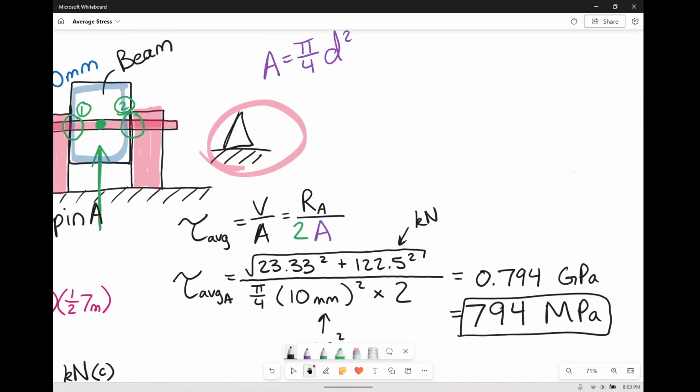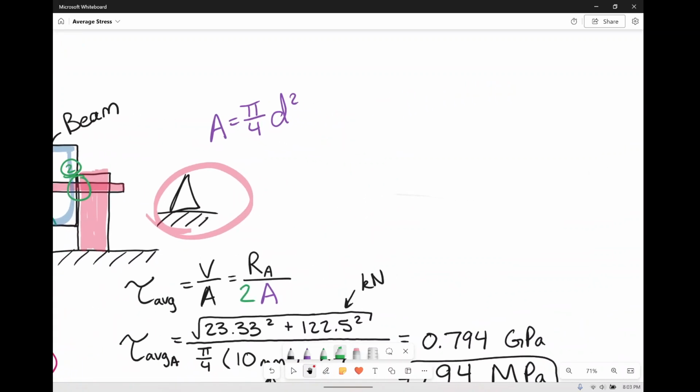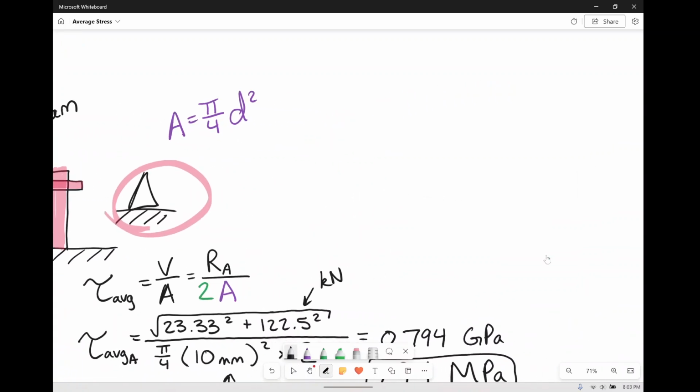Now let's look at pin B. Pin B, according to our thing, is in single shear. It has a bigger diameter, right? So what single shear is going to look like is, let's say we have the beam, and let's just pretend it's another beam here. And we have a pin that goes through. So this is what pin B looks like.